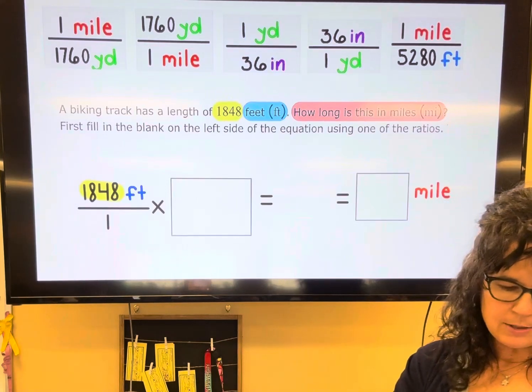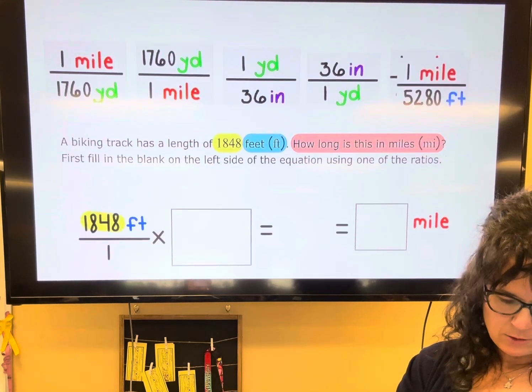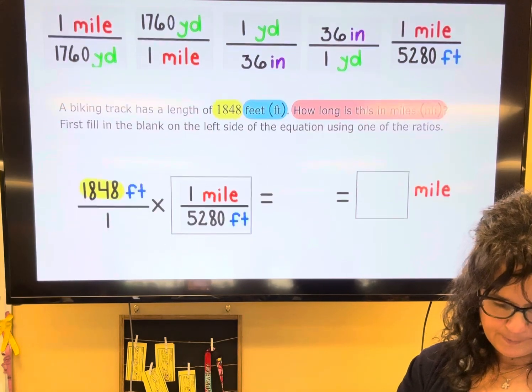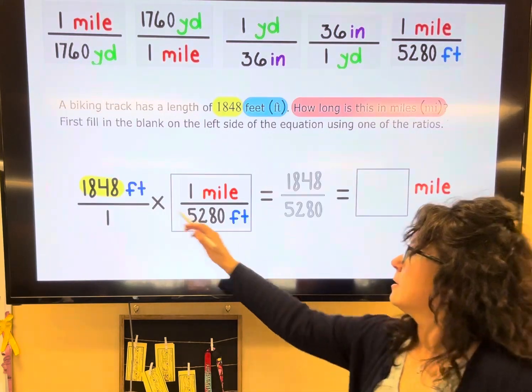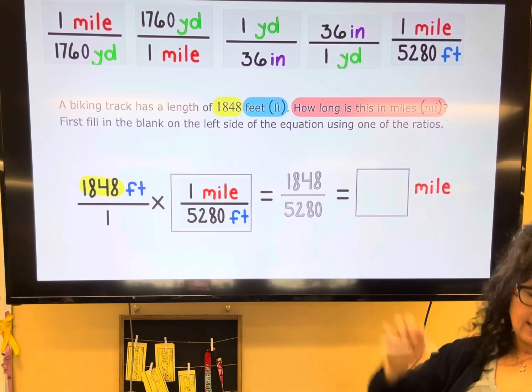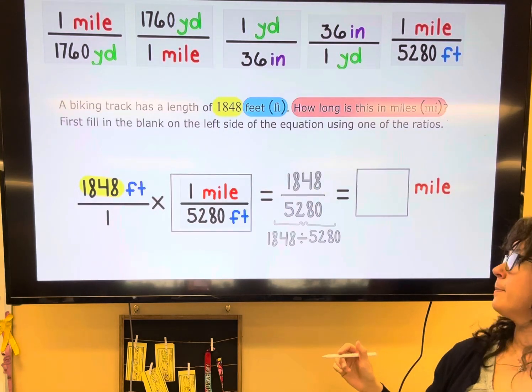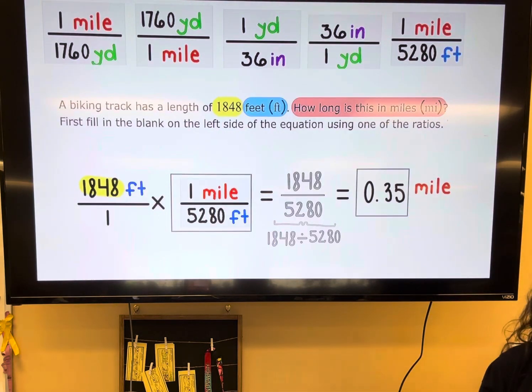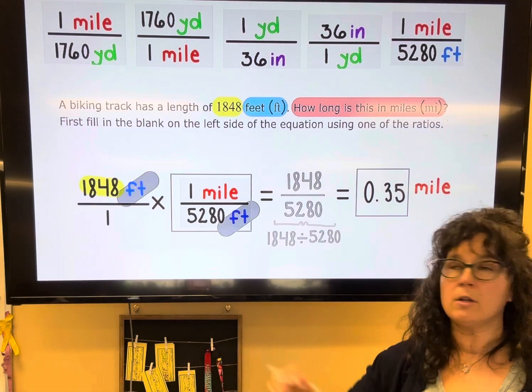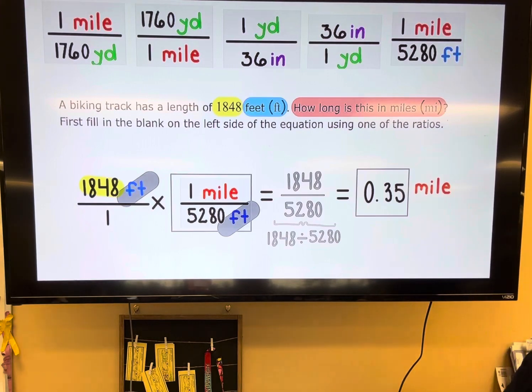So I'm going to grab this one, drag it down here, multiply straight across, and then take the top divided by the bottom, and I end up with 0.35, and it's miles. One more time, it's because the feet label canceled with the feet label, leaving me with miles.